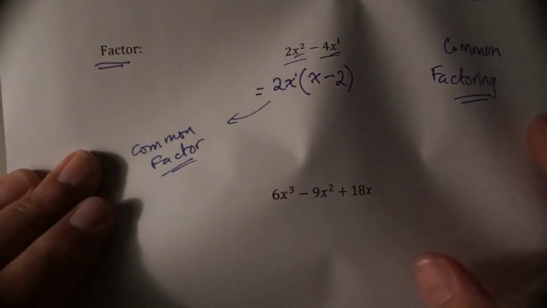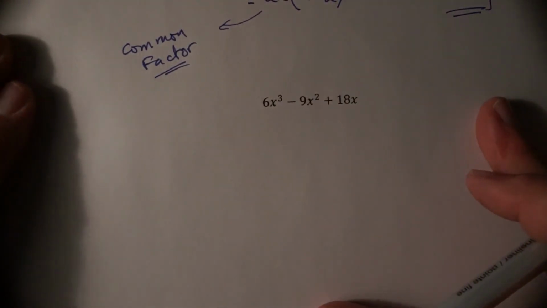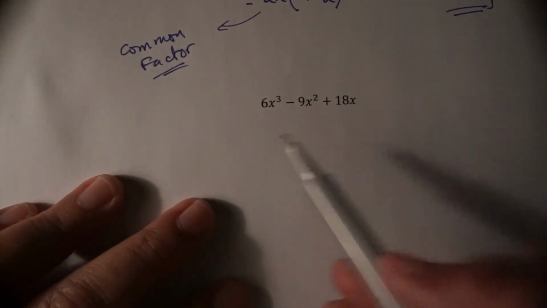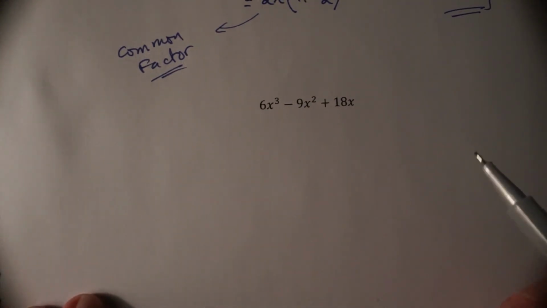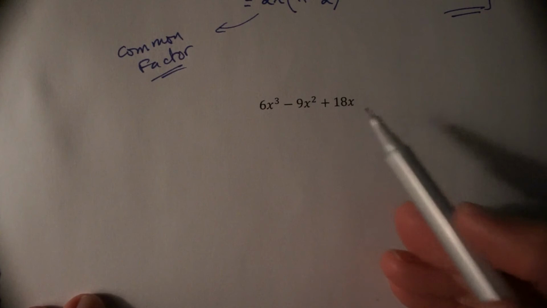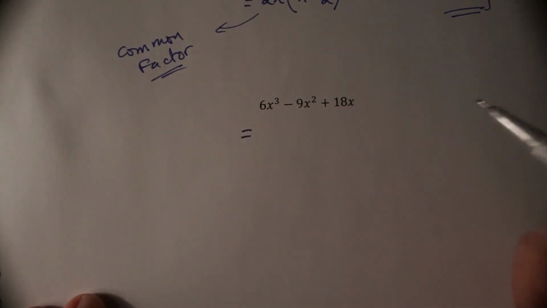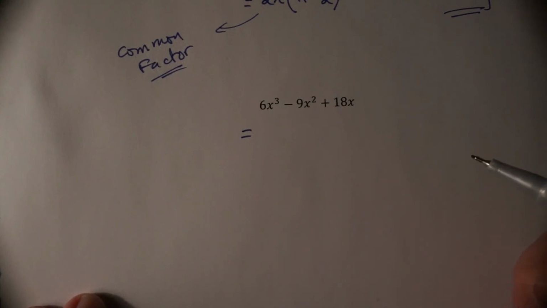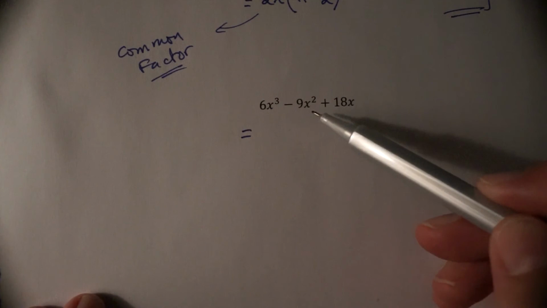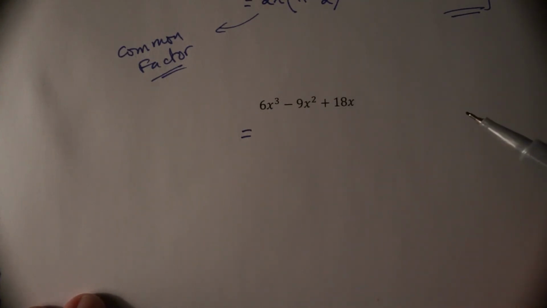Let's try something a little harder, but still common factoring. This time we have 3 terms, but in order for it to be common factoring, it has to divide into all of the terms, all 3 of them. So I put my equal sign, and I'm going to start with the numbers 6, 9, and 18. Is there anything that divides into all 3 of them? And you think, okay, well, 6 would divide into 18, but it doesn't divide into 9, so that's not going to work. So what else could there be?